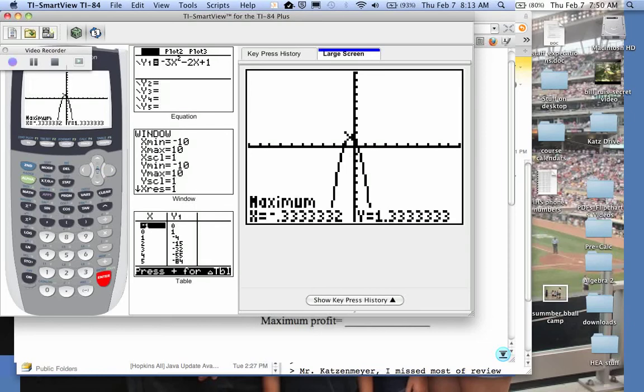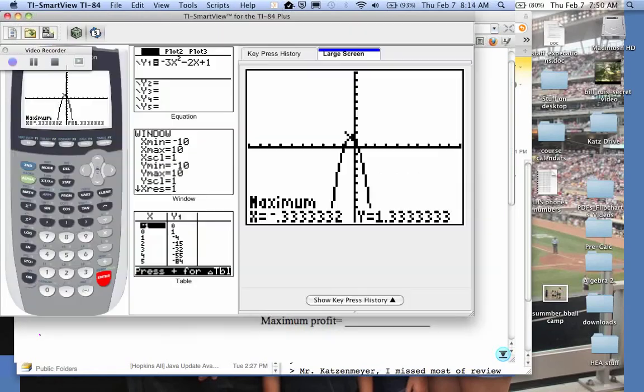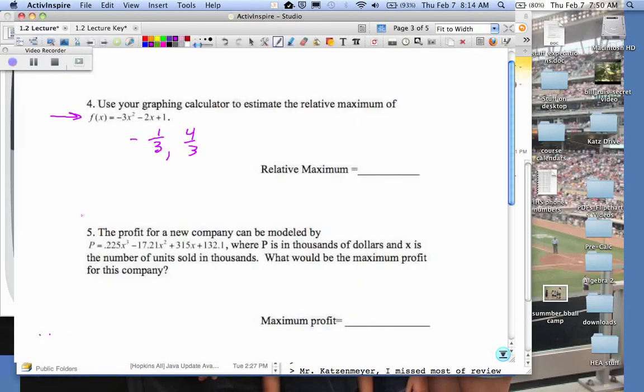Now you're getting 0.3333 and 1.333. So if you know anything about fractions, you're talking about 1/3, comma, 4/3. The x is negative. So that is your relative maximum.